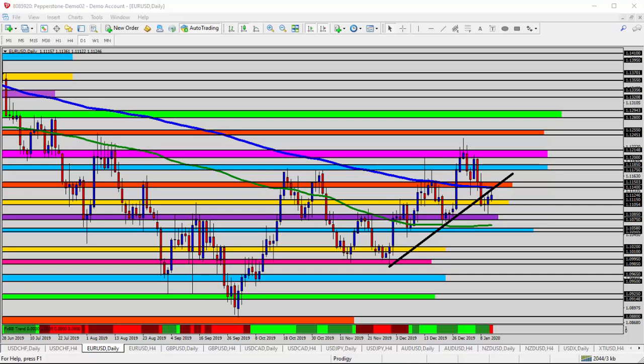Today we're looking at the EURUSD, the euro versus the US dollar, for today's trade analysis. Looking here at the daily time frame, a couple of things I want to point out. First are the moving averages. I have two moving averages on this chart. The blue line is the 200 period simple moving average, and the green line is the 100 period simple moving average applied here on the daily time frame.